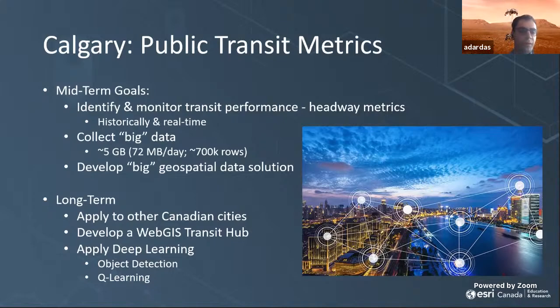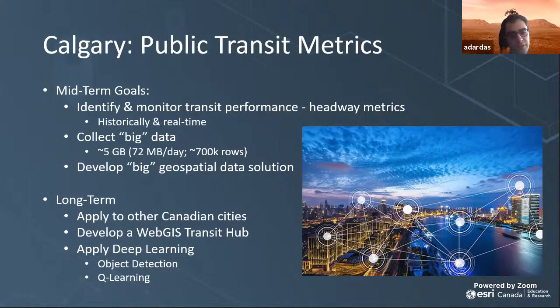Another piece that I'm planning to do is to apply deep learning. One is object detection, which is pretty much the same thing you saw in that example of the operations dashboard. Planning to do that in Calgary for the traffic intersections and to compute how congested it is.